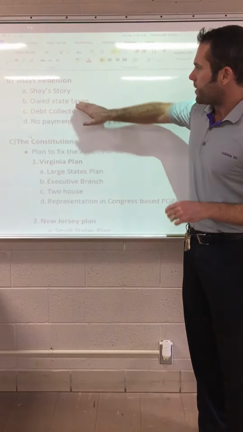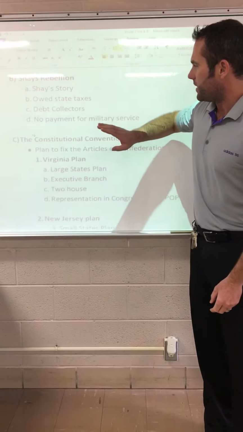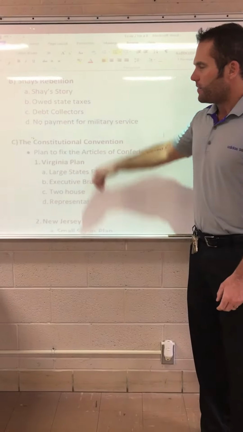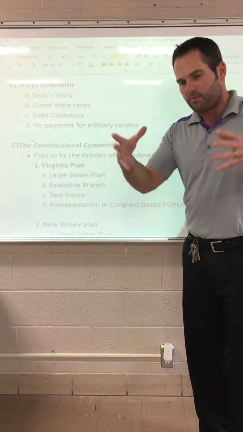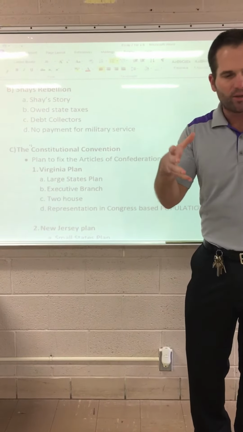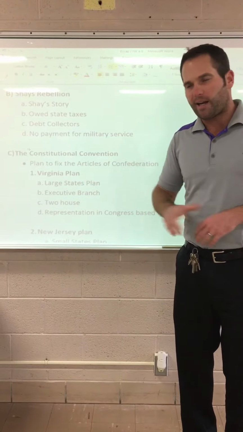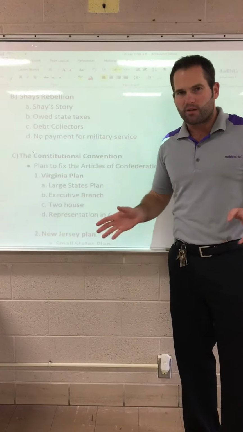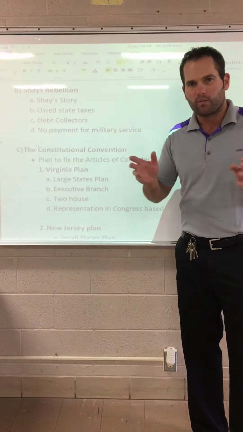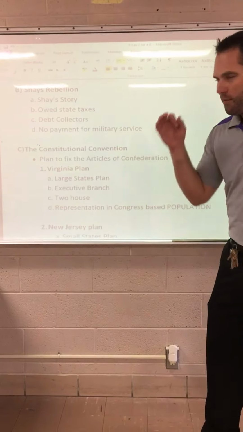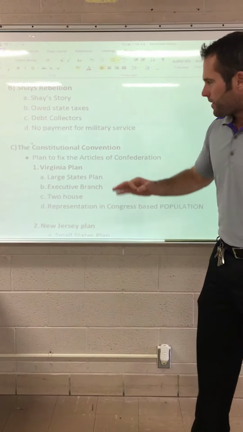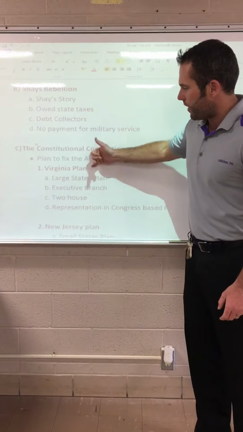So we covered this: owed state taxes, debt collectors, no payment for military service. Obviously, they march into Massachusetts, to the Capitol building, and they have a rebellion. This was the straw that broke the camel's back. After this, everybody knew that the Articles of Confederation does not work, period. Third paragraph. You're going to have, scroll up.